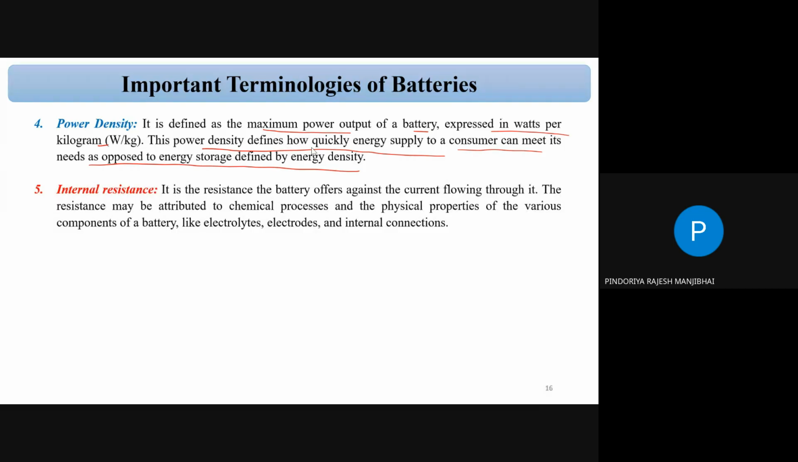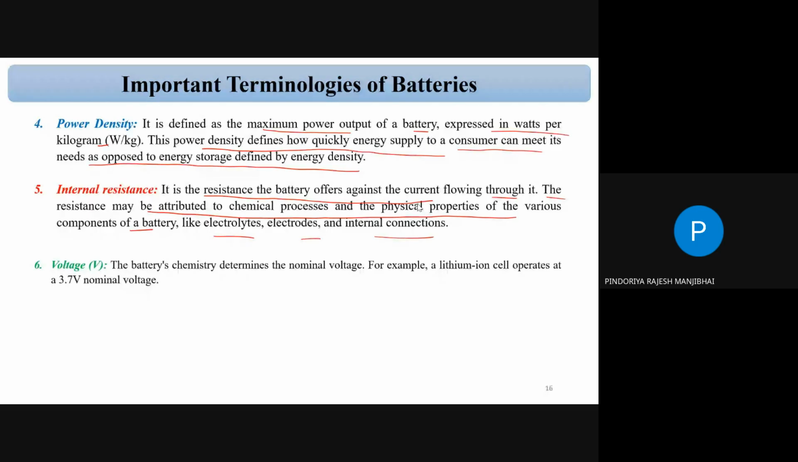Internal resistance. It is the resistance the battery offers against the current flowing through it. Yes, every component has an internal resistance. The resistance may be attributed to the chemical process and the physical properties of the various components of the battery, like the electrolyte, electrodes, and the internal connections. And the unit of internal resistance is the ohm.